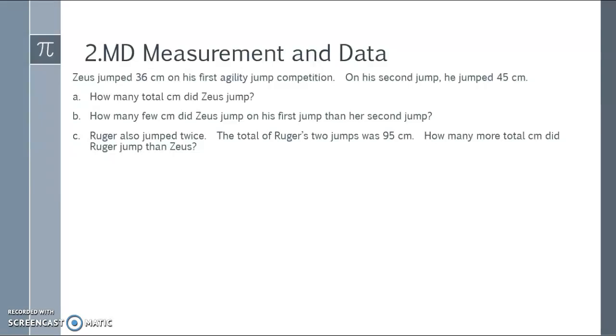Ruger also jumped twice. The total of Ruger's 2 jumps was 95 centimeters. How many more total centimeters did Ruger jump than Zeus? So let's see, how many total centimeters did Zeus jump?